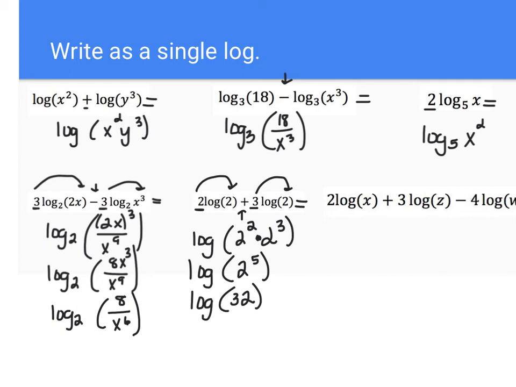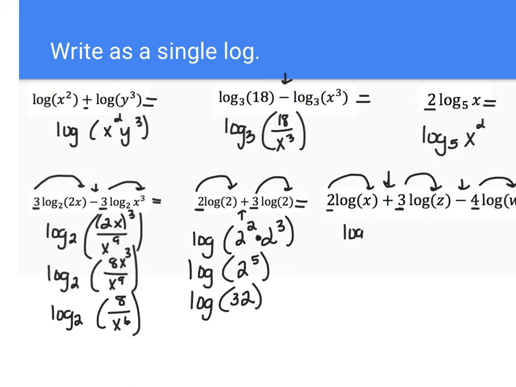Now the last example, again, has several rules. I see a 2 at the beginning of that log. That's going to go to the power in the x. The 3 is going to go to the power of the z. That is addition, so that would become multiplication. Then I have a 4 that needs to go to the power of the w, and that is subtraction, which is going to imply a quotient.